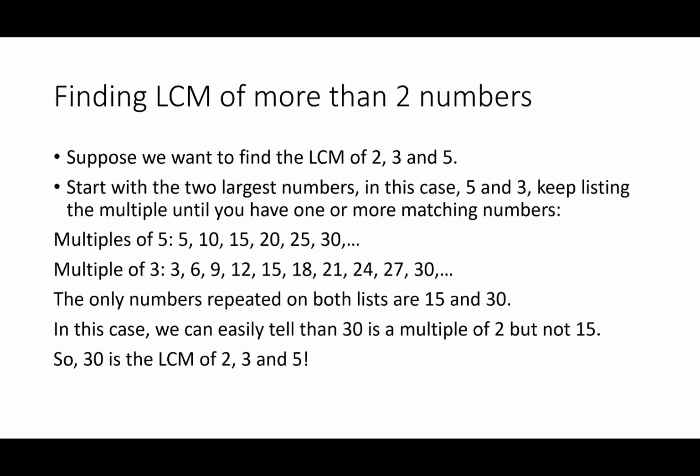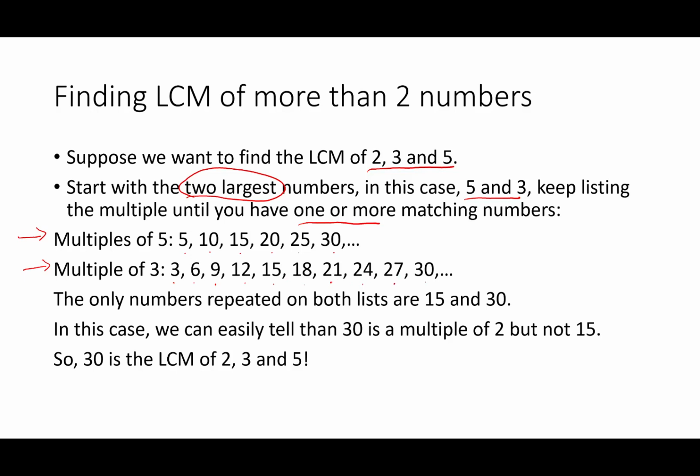What happens if we have more than two numbers? Suppose we want to find the LCM of 2, 3, and 5. Now in this case, we start with the two largest numbers first. In this case, 5 and 3. And we keep listing the multiples until you have one or more matching numbers on the lists, right? So start with the multiples of 5, we get 5, 10, 15, 20, 25, 30. Then the multiples of 3, you get 3, 6, 9, 12, 15, 18, 21, 24, 27, 30.